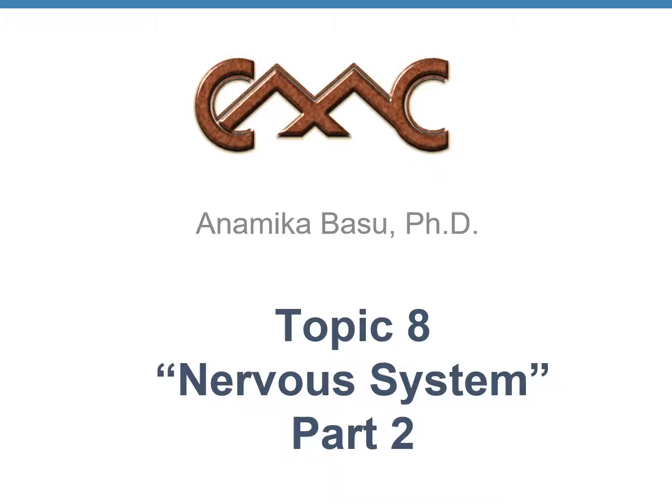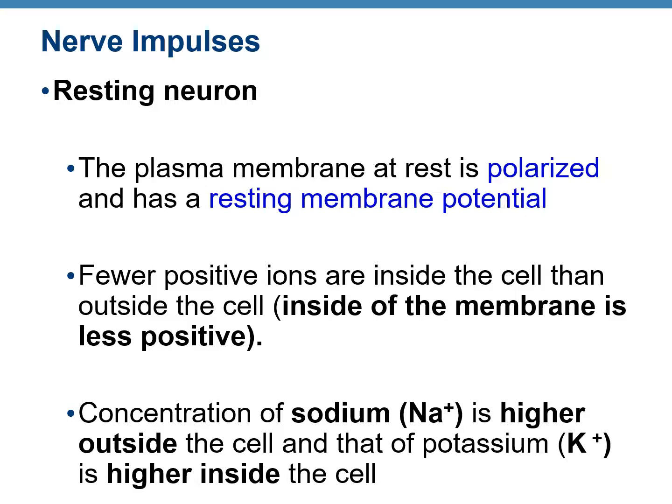Hi everyone, this is topic 8 of the human anatomy class and this is the third lecture on the nervous system. In this lecture we are going to learn about the transmission of nerve impulses. There are 4 stages in this transmission.